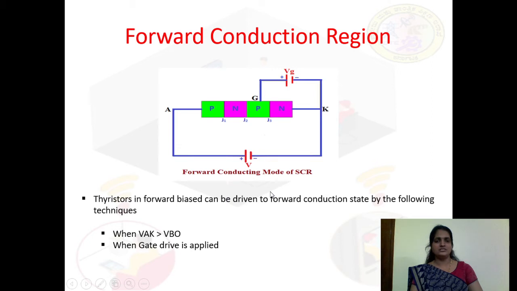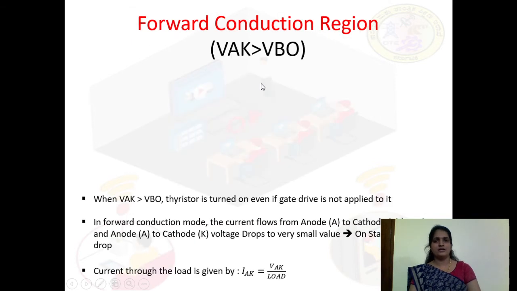For the forward conduction state, we can use two techniques. The first technique is when VAK is greater than VBO, where VAK is the voltage between the anode and the cathode, and VBO stands for breakover voltage. So if it is greater than VBO, then it will enter into the forward conduction region. That is one technique. And the second technique is when the gate drive is applied, we can apply some amount of gate voltage. It acts as a gate drive. In this way, we can enter into the forward conduction region.